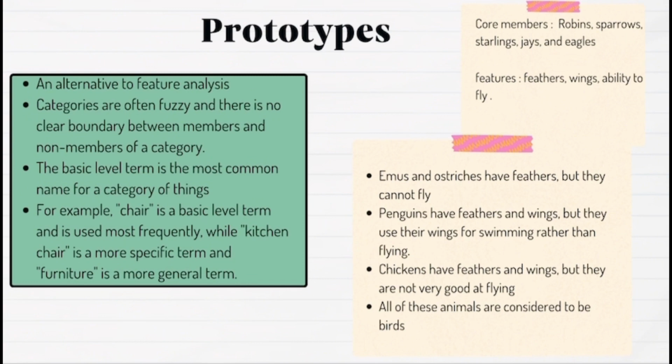Other examples: emus and ostriches have feathers, but they cannot fly. Penguins have feathers and wings, but they use their wings for swimming rather than flying. Chickens have feathers and wings, but they are not very good at flying. Despite their differences, all of these animals are considered to be birds because they share enough features with the prototypical bird.